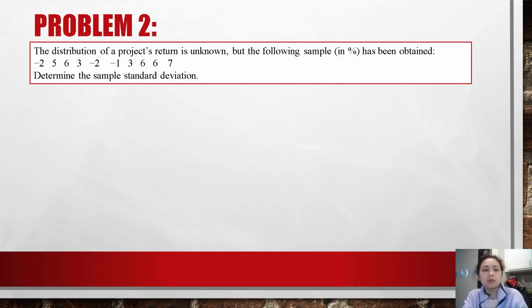Alright, problem 2. The distribution of the project return is unknown, but the following sample observations have been obtained. We got a sample with 10 individuals. Determine the sample standard deviation.